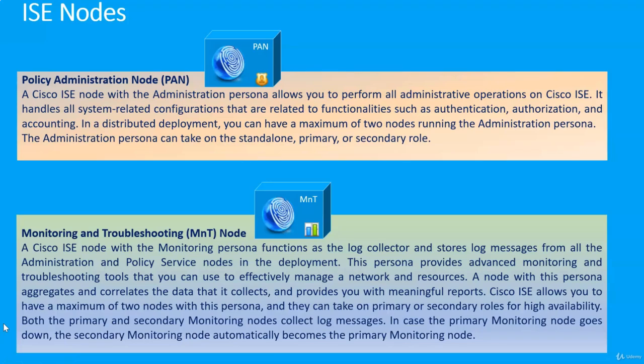As explained in the previous video, a hardware or virtual machine running Cisco ISE software is an ISE node. The type of ISE node it is will be determined by the persona running on the node. An ISE node can either be an administration node, or a monitoring and troubleshooting node, or a policy service node, or a PS grid node, depending on the persona running on the node.